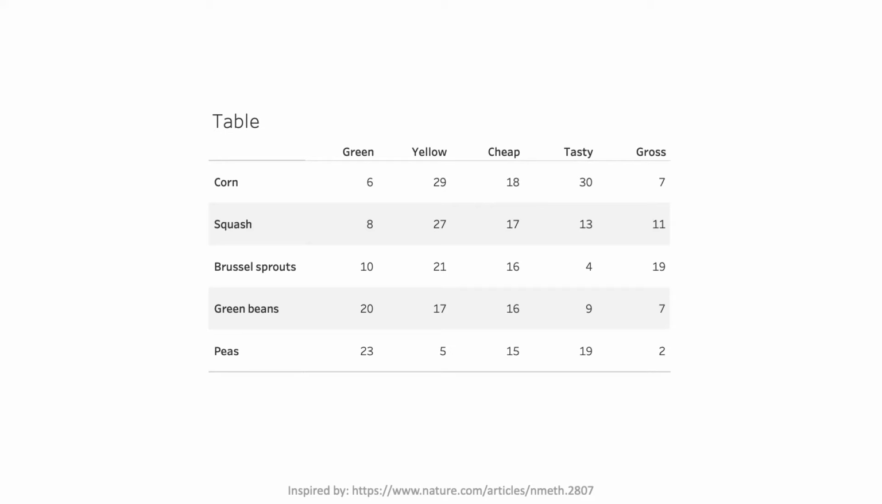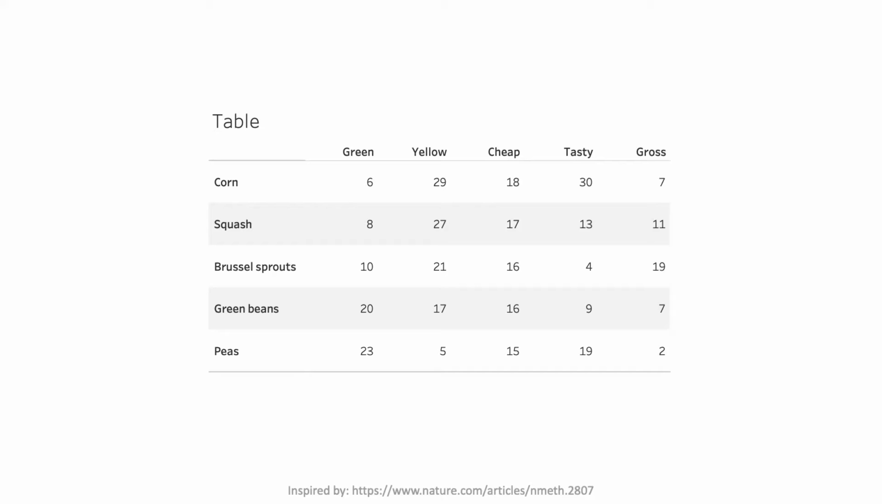and the numbers, or maybe the number of people that said these vegetables are very green or yellow or cheap or tasty or gross. Okay? Very simple data set. A table actually works reasonably well here. Tables are super good for precisely communicating values. So in this cheapness column, we can see the fine distinctions really easily. So that's nice. The table's nice and compact. Tables are really good for lookup, especially if you have a lot of values. It's easy to find things.